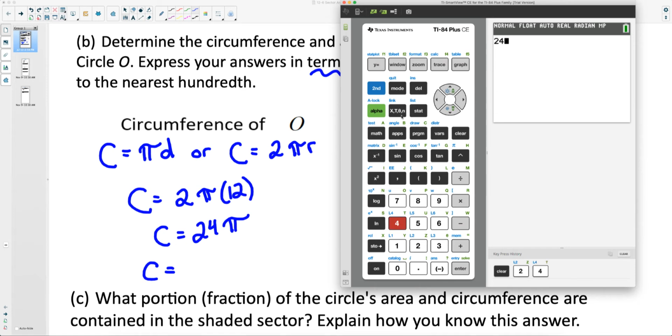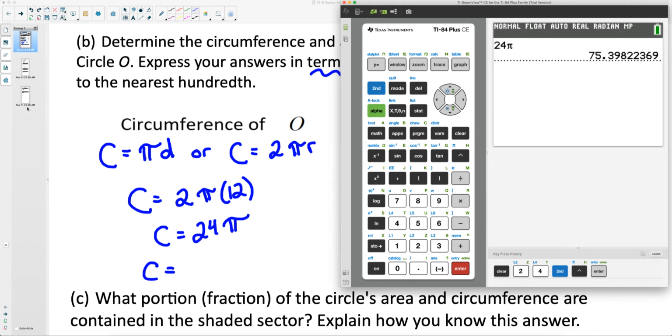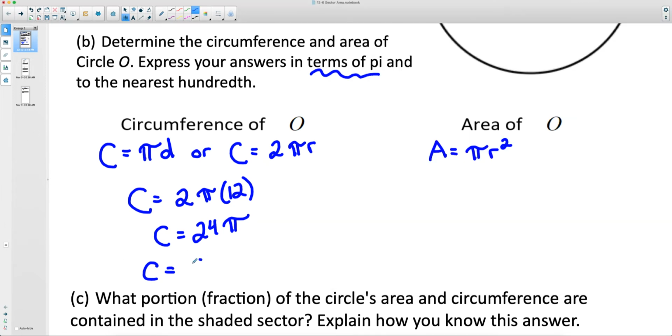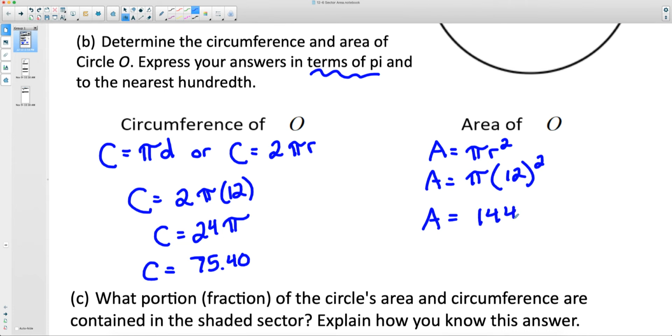So 24 times pi, to get our pi button, second right here, that's going to be 75.40. It's 75.398, which will round up to 75.40 to the nearest hundredth. And the area of the circle: area is pi r squared, so area equals pi times radius squared. So area equals 144 pi. Again, that's your exact answer. And it would be units squared technically. I don't know what units are here, but it would be units squared.